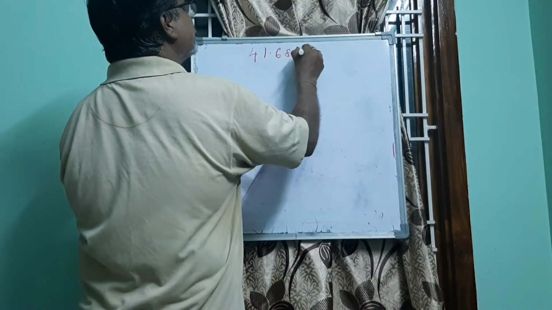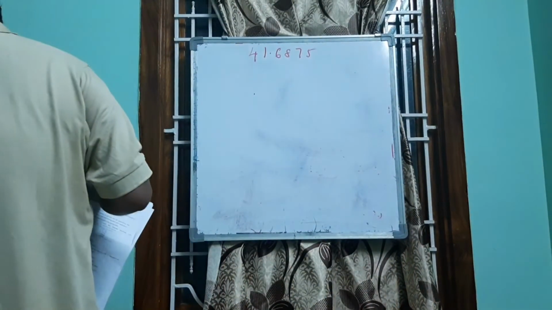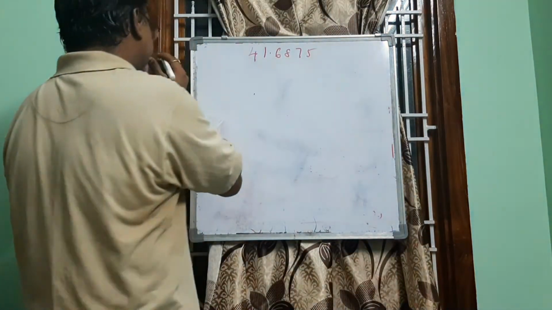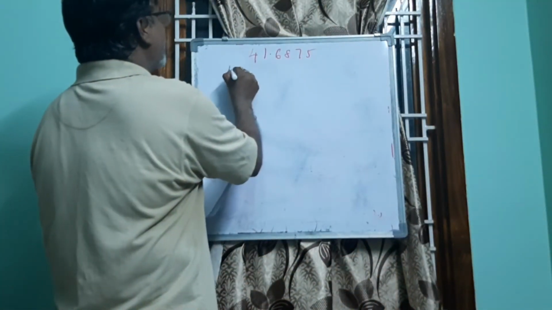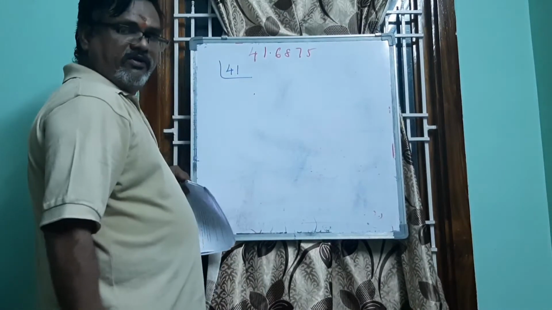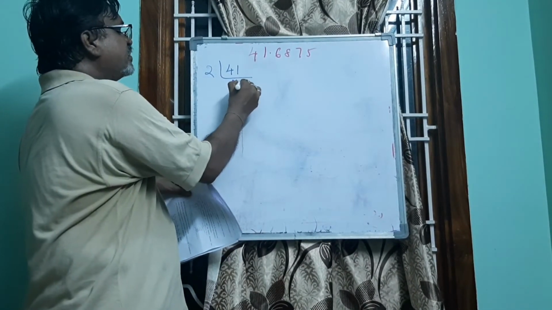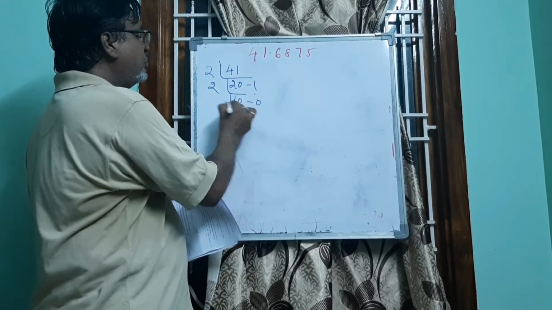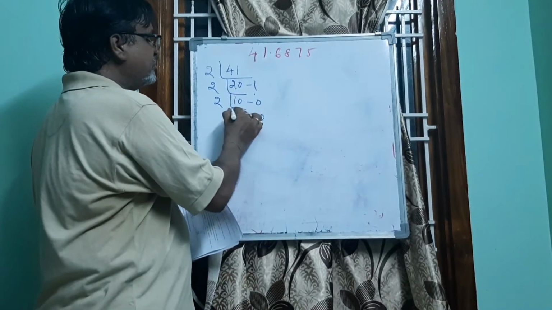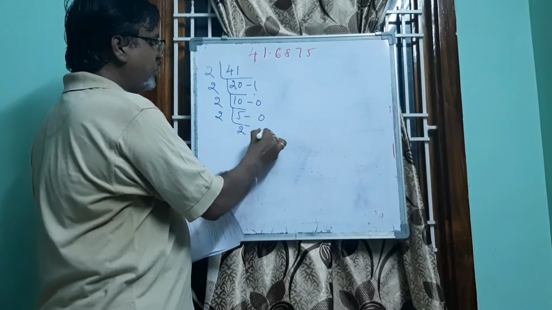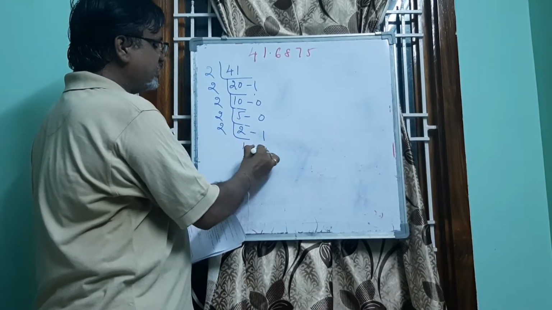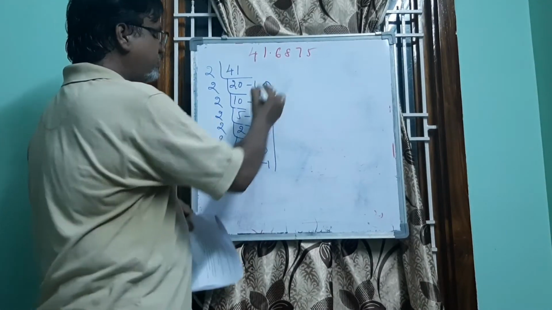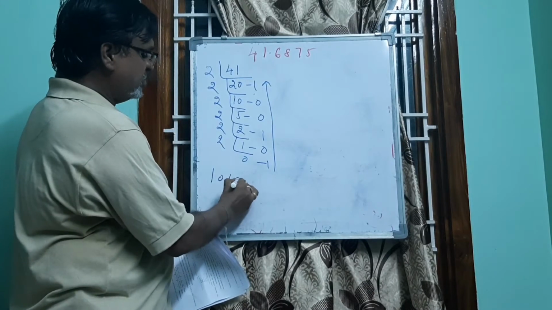.6875. 41.6875, let's take here. First we take 41 divided by 2. 2 20s, remainder 1. 2 10s, remainder 0. Then 2 5s, remainder 0. Then 2 2s, remainder 1. Then 2 1s, remainder 0. Then 2 zeros, remainder 1. Then you write from bottom to top: 1 0 1 0 0 1.